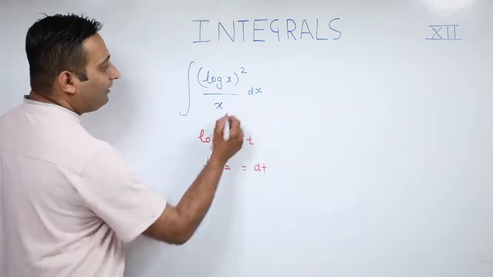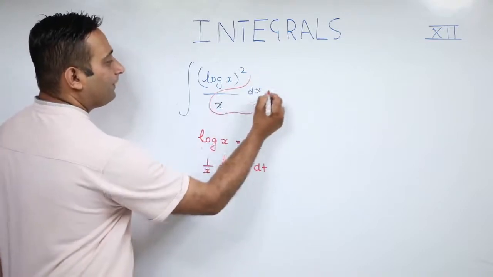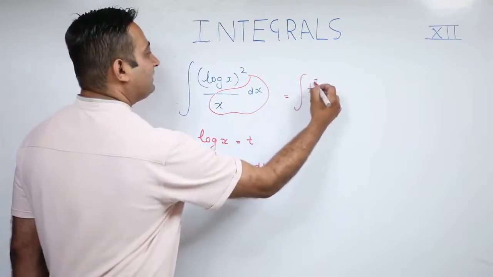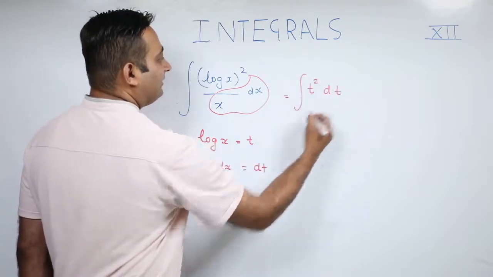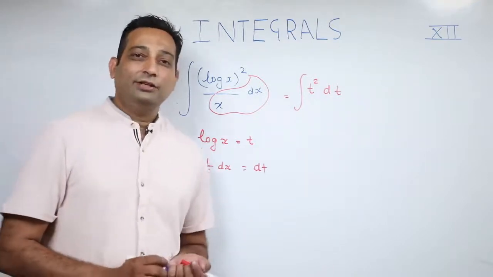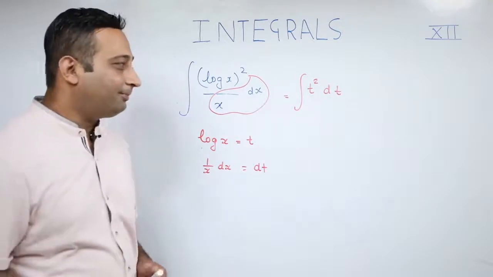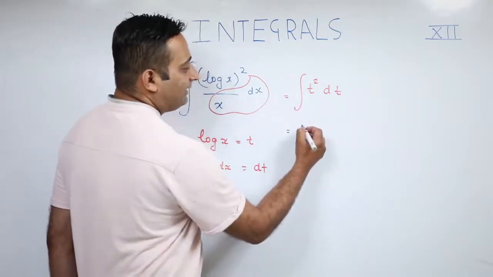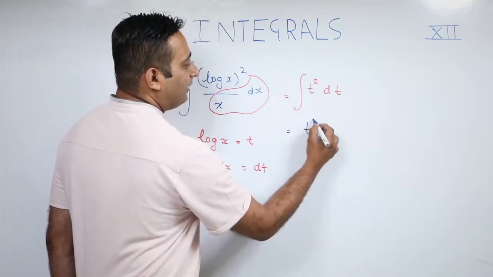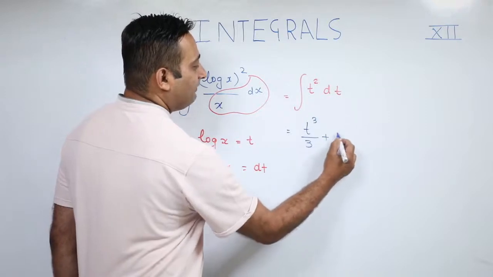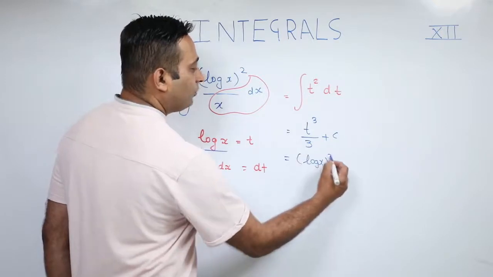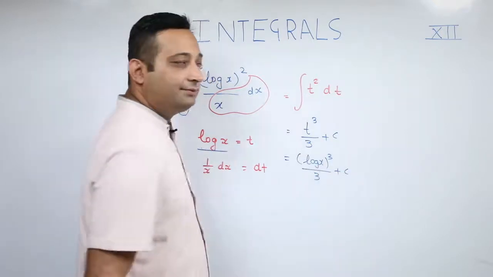Now we'll substitute the value of 1 by x dx from the question as dt and log of x as t. So we can get this integral as t square dt. Now we can use the formula of the integral of x raised to the power n dx, that is x raised to the power n plus 1 upon n plus 1. In this case we have t instead of x, so we'll get the answer as t raised to the power n plus 1. That means t raised to the power 2 plus 1, which is t cube, by 3 plus c. We'll substitute the value of t as log of x whole cube by 3 plus c.